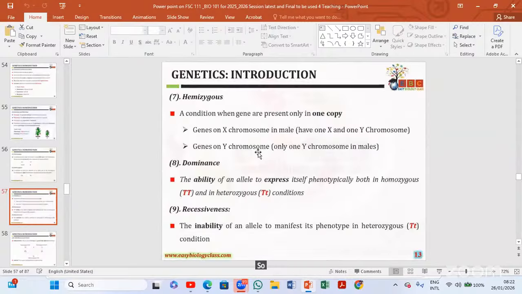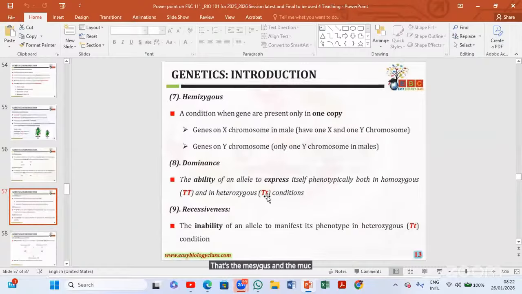So instead of XX for homozygous, in hemizygous, it should be X0. So it's a condition in a female. Okay, it is called Turner syndrome. Such a female has some characteristics. Okay, it's equally a disorder. So that's hemizygous and homozygous.